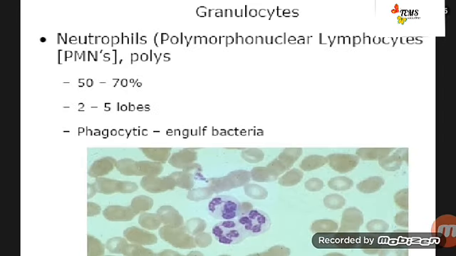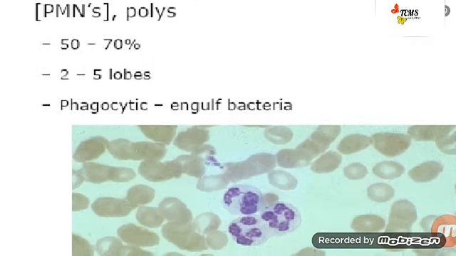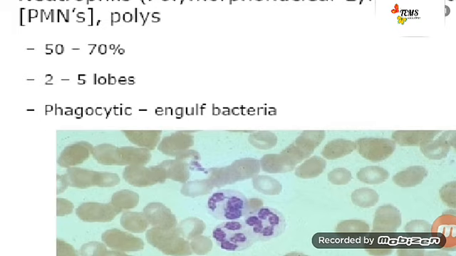Now the granulocytes, neutrophils. They are polymorphonuclear leukocytes, PMNs. They are 50 to 70%, with 2 to 5 lobes, and are phagocytic, engulfing bacteria. You can see the neutrophil here.